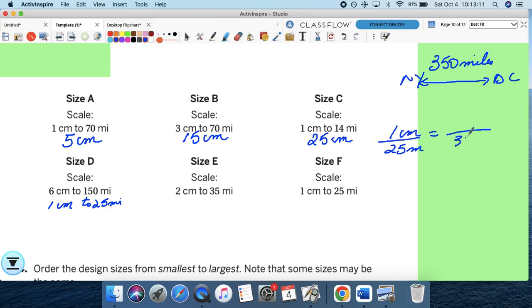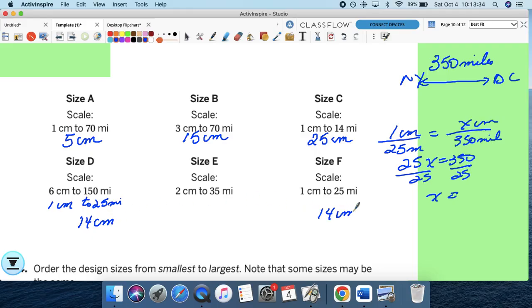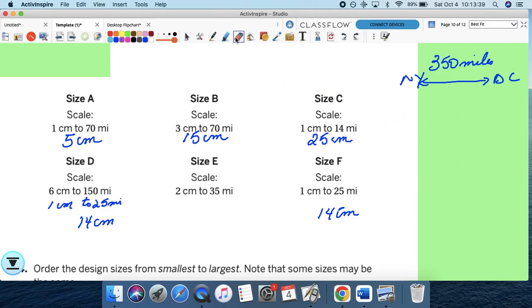So 350 miles would be how many centimeters? Well, 25x equals 350, divide by 25, divide by 25. x equals 14. So we're going to say that this one is 14 centimeters, and this one is also 14 centimeters. We have one more left to do, and that's 2 centimeters to 35 miles. So 2 centimeters is 35 miles.